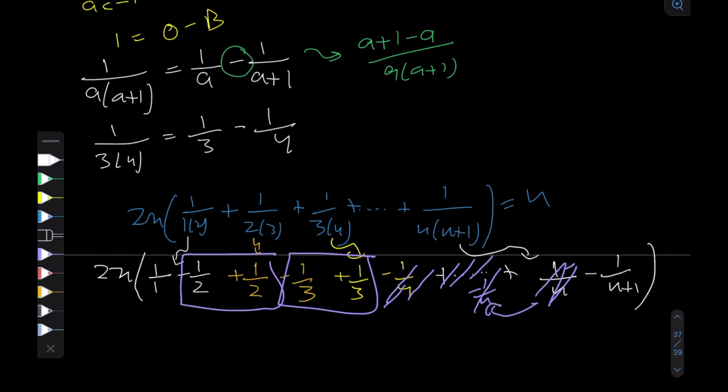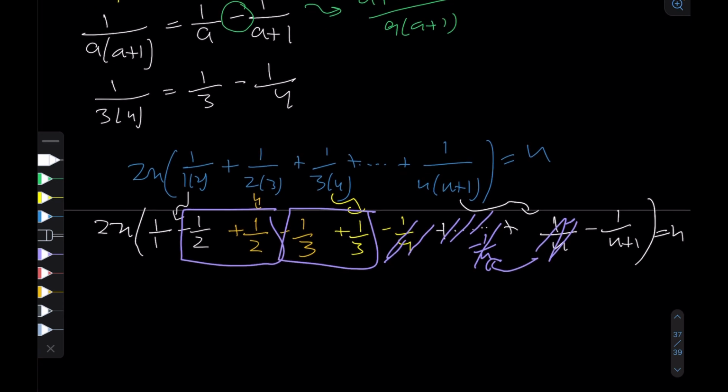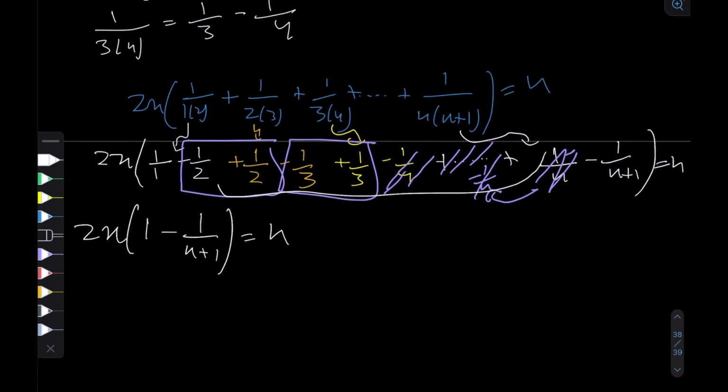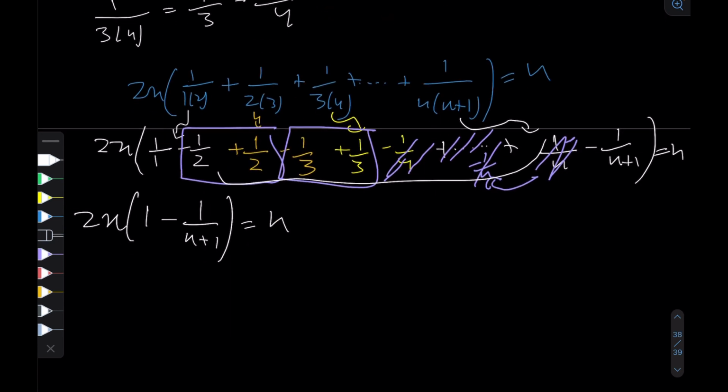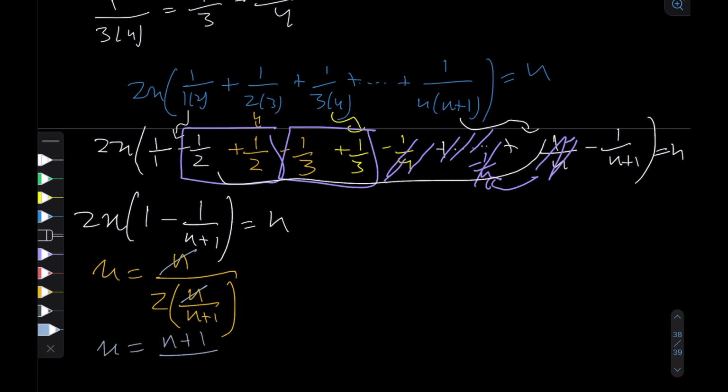So in the end, after all this pairing, what you're left with is 2x, and then there's 1, and all this stuff cancels out, and you're just left with 1 over n plus 1, right? And this should equal n, right? And this is something that you can easily work with. So x will be equal to n divided by 2, and then 1 minus 1 over n plus 1 is basically n over n plus 1, and this thing will cancel out this thing, so x is simply equal to n plus 1 over 2.